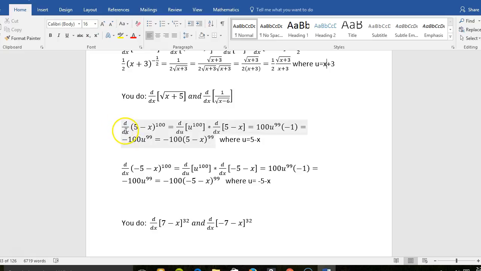The derivative with respect to x of (5 minus x) to the 100 power. We do not want to do algebra and expand that out. That would not be fun, right? Let's do the chain rule. Let u equal 5 minus x. So replace 5 minus x with u. So we have d by du of u to the 100 power, and then times d by dx of the interior, which is 5 minus x.